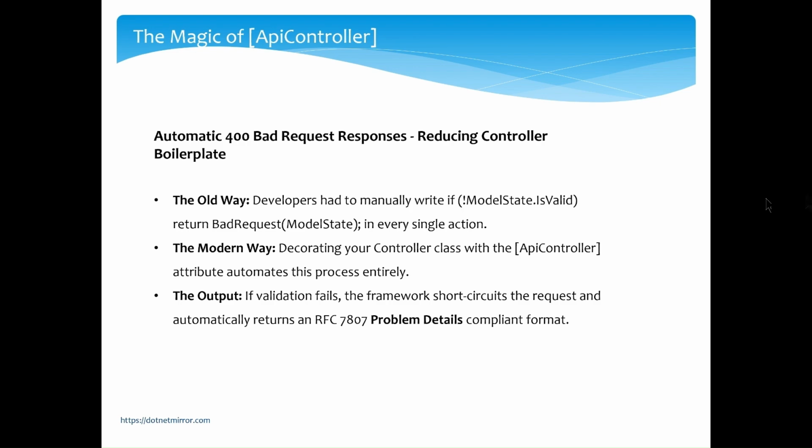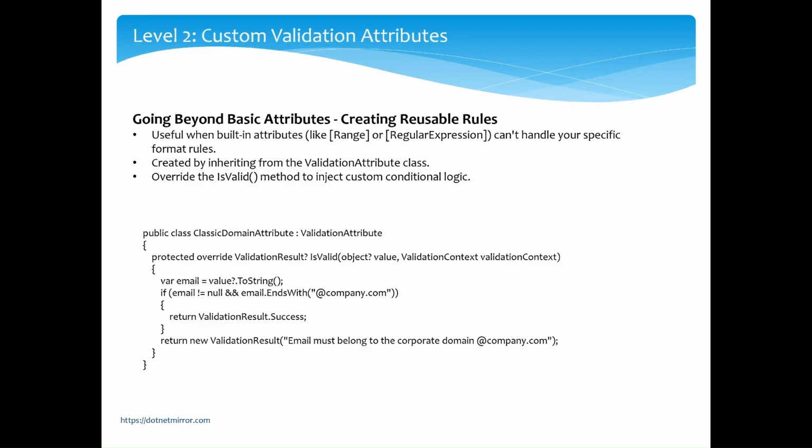problem details format. But what happens when built-in conditions like StringLength or Range are not enough? That brings us to level 2, custom validation attributes.